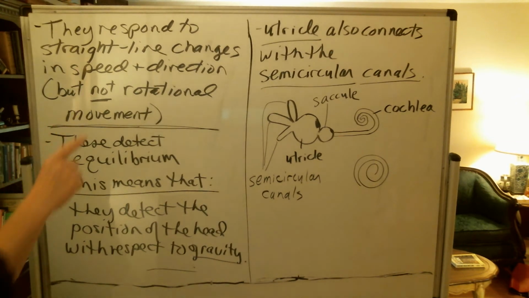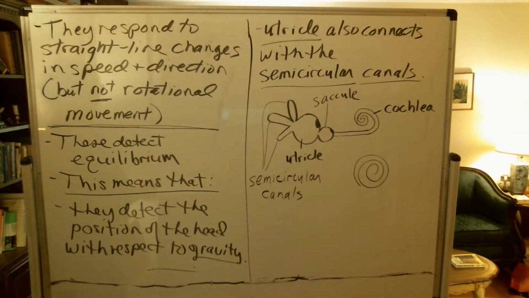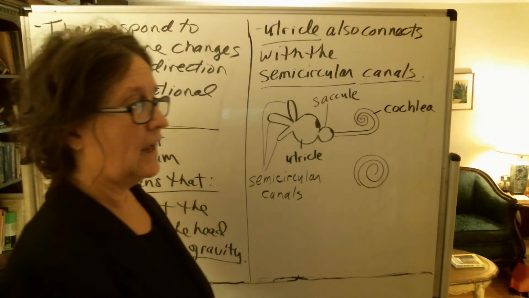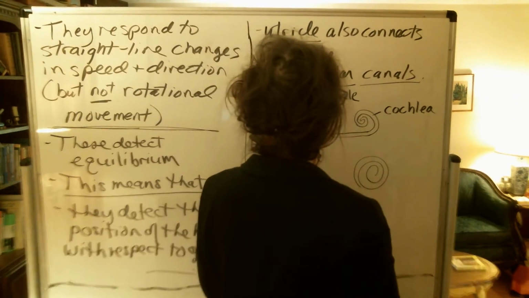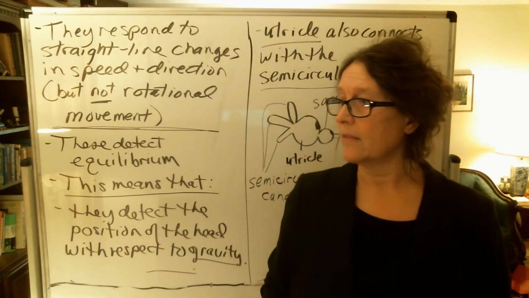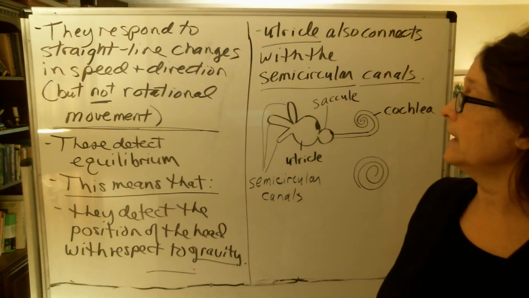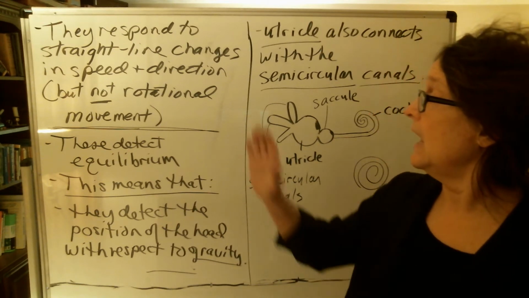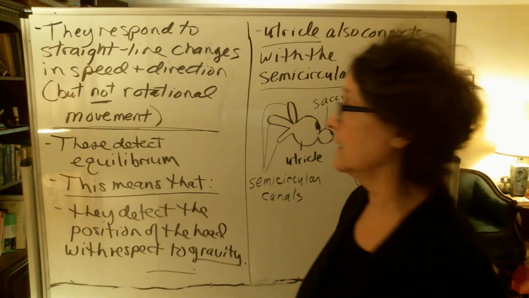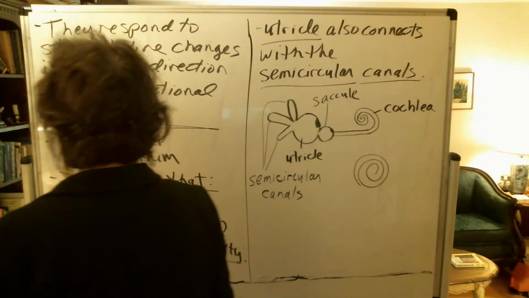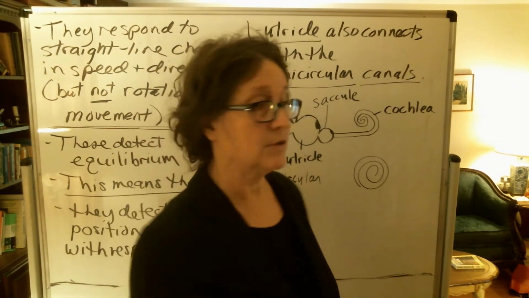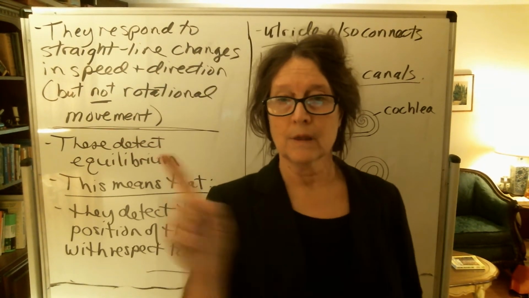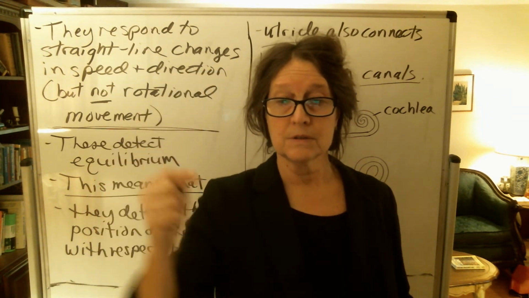Another thing that it could do is it could detect slight changes in direction, or actually major changes in direction as well. So the point is, if you are walking forward and you suddenly change your direction, the maculae will pick that up as well. So they will pick up straight line changes, stopping, starting, slowing down, speeding up, and they will also detect if you turn. But not rotational movement, which is to say this, or this. Is this making sense?